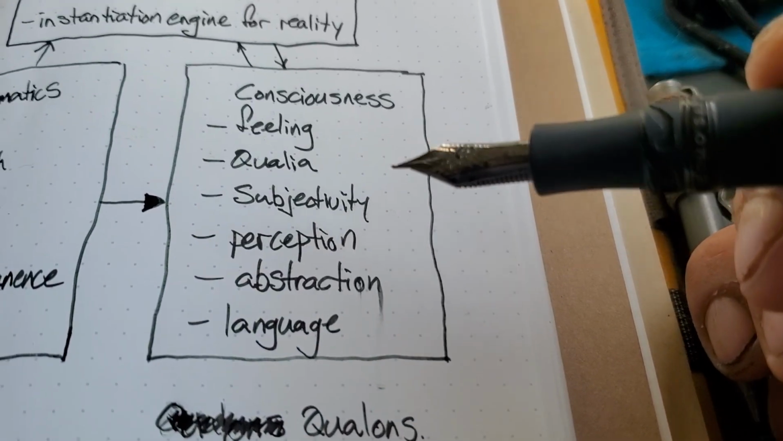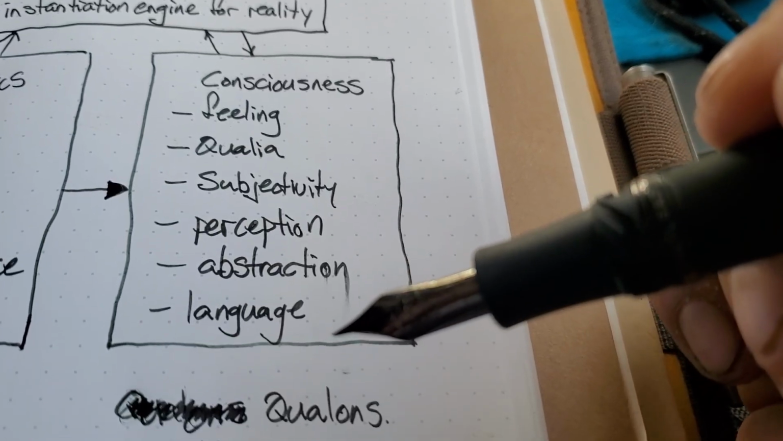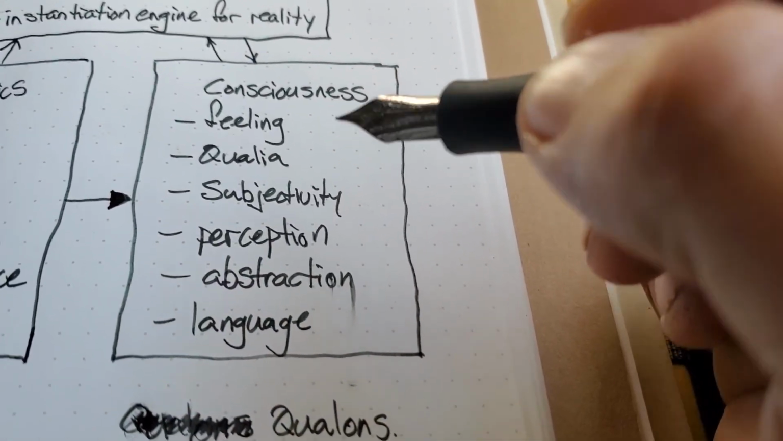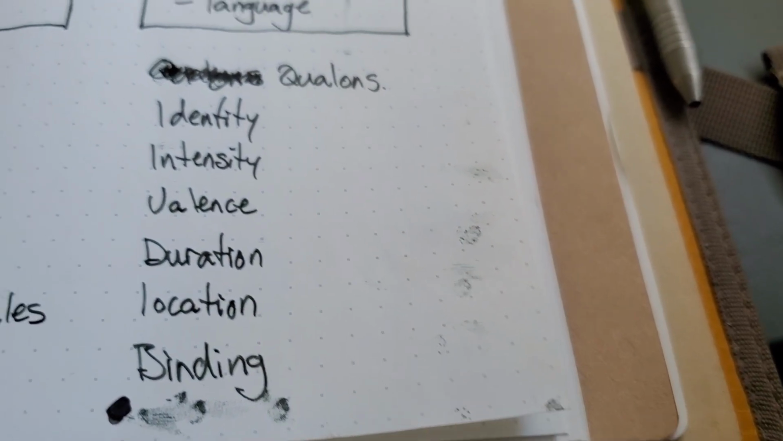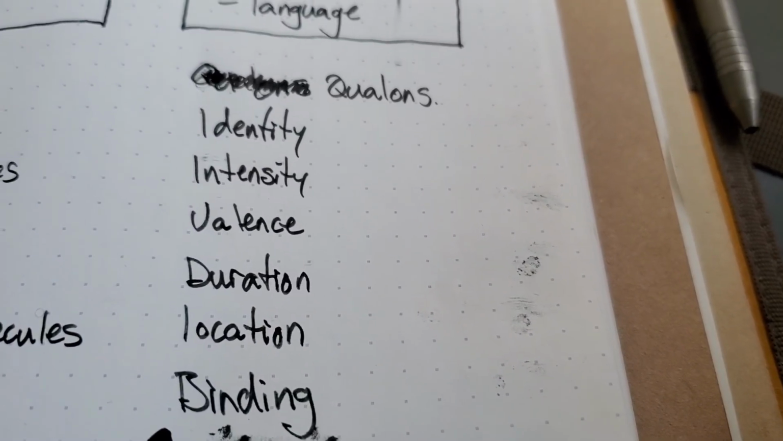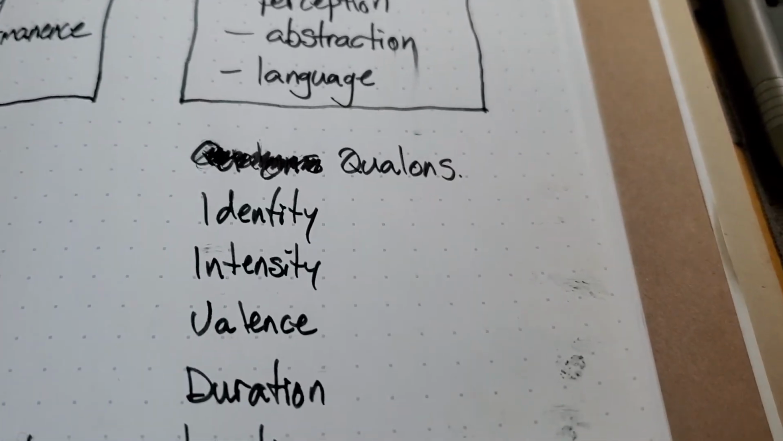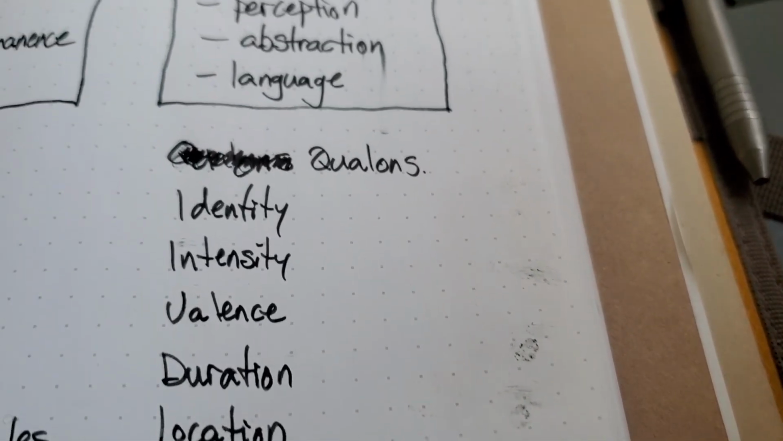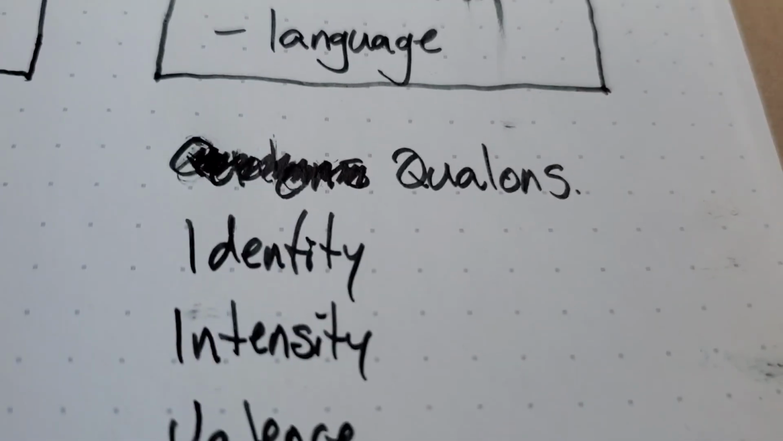So consciousness is subjective. It's about perception. It's about abstraction. It's about language. It's about how it feels to be me right here, right now. And some of the qualons are, this is not an exhaustive list, but you have things like identity, intensity, valence, duration, location, and binding. And I can explain these more in another video. This is really just meant to be an overview. But the important one is identity.